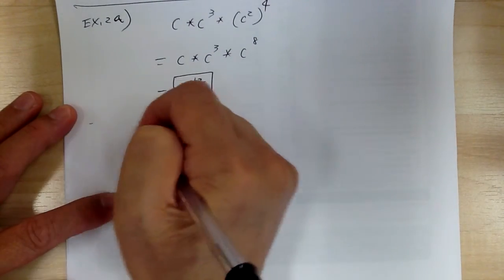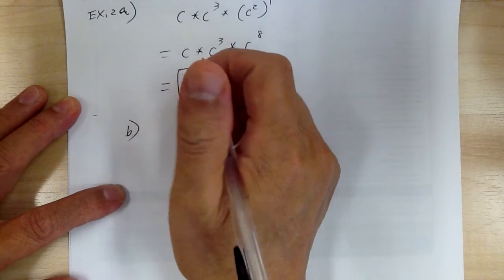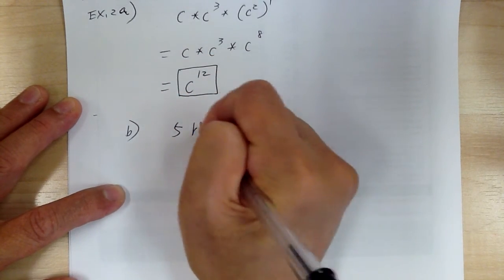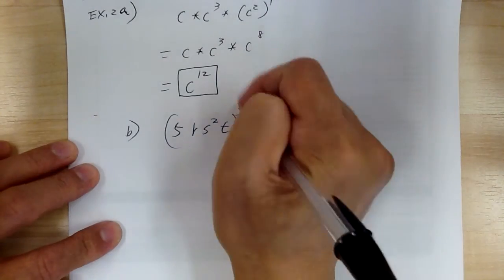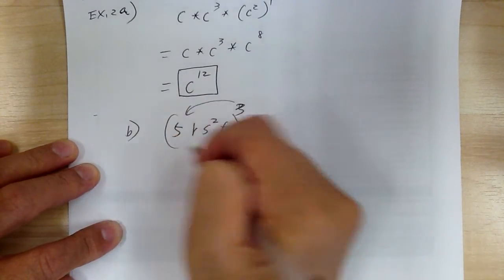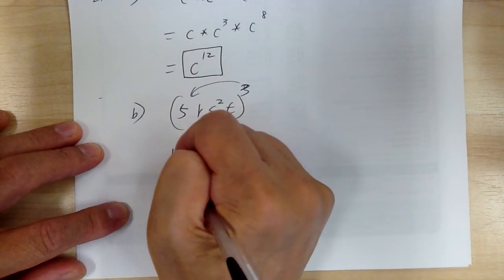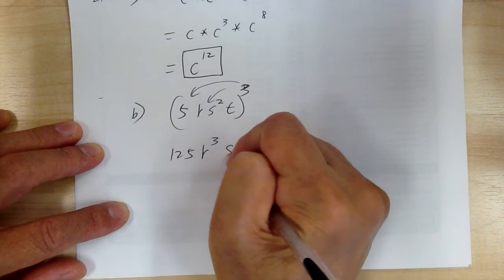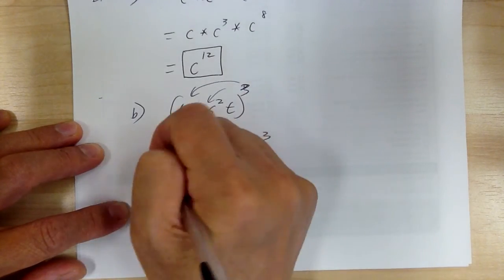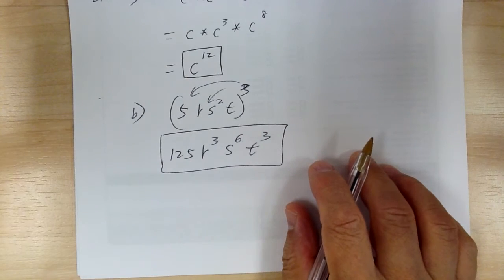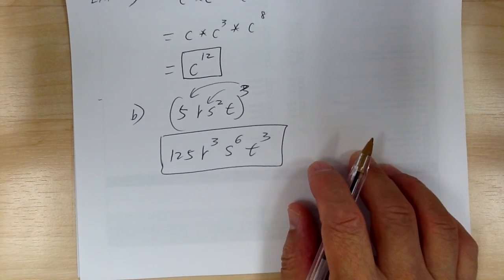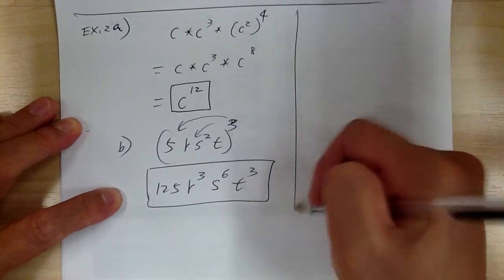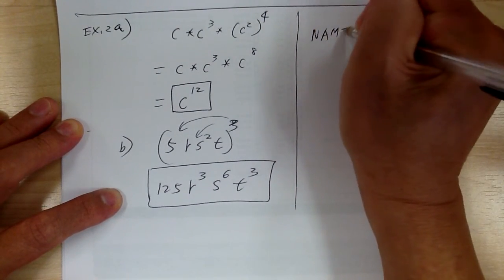Okay, let's do b. You have 5rs squared t to the 3 power. Okay, so you apply the power rule. So 5 to the 3 power is 125. And you apply that, so you get r to the 3. Apply to each one of them, so it will be s to the 6, t to the 3. And that's it. Super simple lesson. Okay, so let's go and do some practice on this. So you can continue on the same sheet of paper.